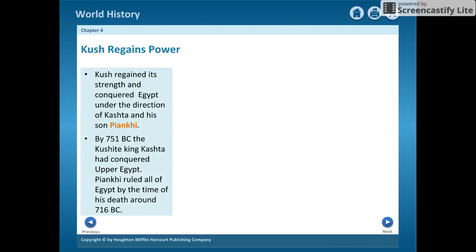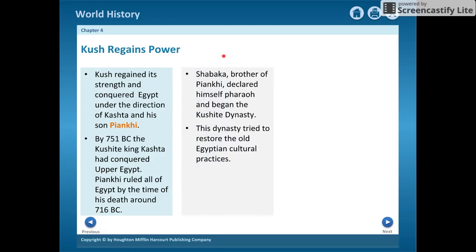Kush regains power. Kush regained its strength and conquered Egypt under the direction of Kashta and his son Pianki. By 751 BC, the Kushite king Kashta had conquered Upper Egypt. Pianki ruled all of Egypt by the time of his death, around 716 BC. Shabaka, the brother of Pianki, declared himself pharaoh and began the Kushite dynasty.